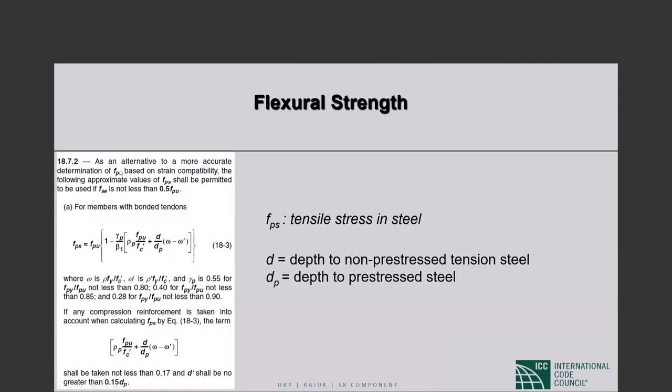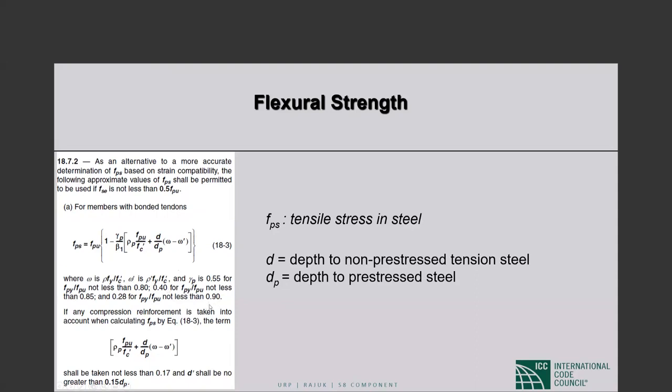So this is the equation from ACI. What we do is, we use the same equation that we use in reinforced concrete, which, as you know, is As times fy or fs times (d minus a over 2). So this is the familiar equation, which Dr. Ghosh, I'm sure, has covered in the previous lectures. So we just modify that. Instead of As, we use Aps. And instead of fy, we use the actual stress in the tensile steel. So ACI gives us these equations in section 18.7.2. So if you have bonded tendons, we use this equation. It's kind of complicated, but I have the example which I've shown the application of this.